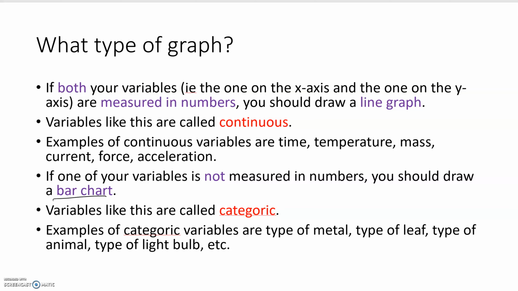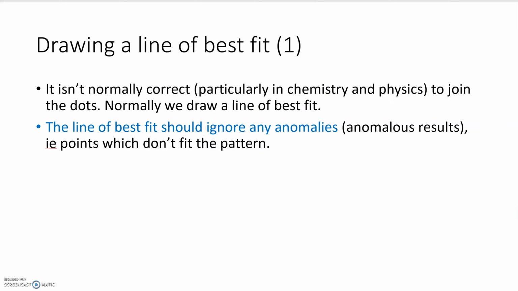So bar graphs are normally categorical, so they are types of things, or you will get some data that is in words rather than numbers. An easy way to remember is if you have two numerical columns of data, which is continuous data, you're going to do a line graph. And if you have data where one column is words and the other numbers, you're going to plot a bar graph. So it's not normally correct to join dot to dot in sciences, where it is in maths. So please be careful if you're doing a maths or a science graph, because they differ in nature.